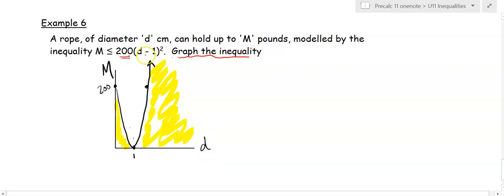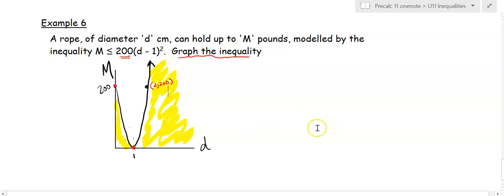For example, I can see that my vertex is (1, 0). I plotted that. There's (1, 0). Since a is 200, when I go to the right one, I go up 200. So this would be (2, 200). This would be (0, 200). So I have enough information there without actually having to use a scale on a graph. That's okay. The numbers are so big, I wouldn't expect you to have to do that.